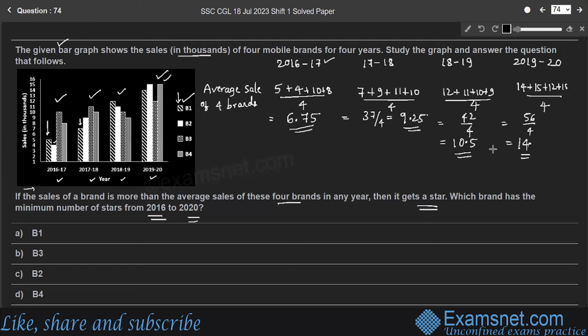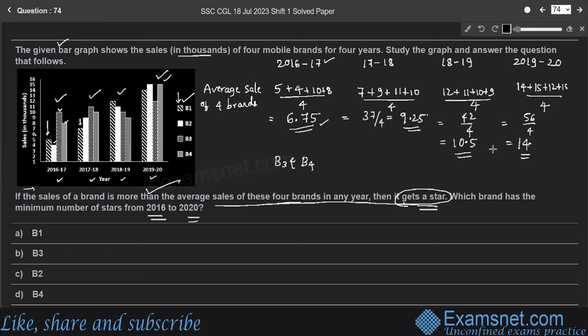So which brand has got more sales than the average sale? Here, more than the average sale means more than 6.75. So brands B3 and B4 will get a star. Therefore, if the sale of a brand is more than the average sale of these 4 brands in any year, then it gets a star. So these 2 brands will get a star.